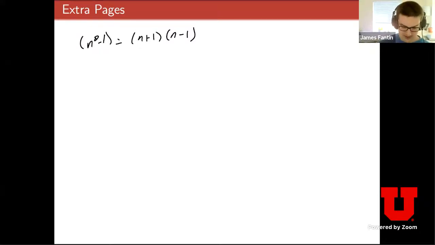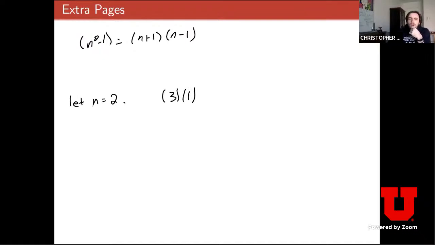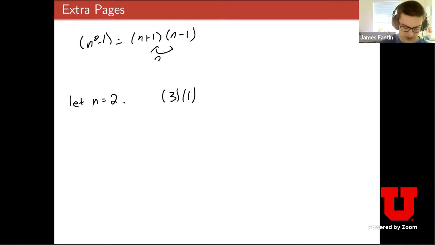Let me give an example. So let n equal 2. Just as an example, if we plug into here, we'll have 3 times 1. Both of these are odd. Right, that makes sense. Because n plus 1 and n minus 1 are 2 away from each other, the cases wouldn't be that either one of them is even. The case would be that both are odd or both are even.